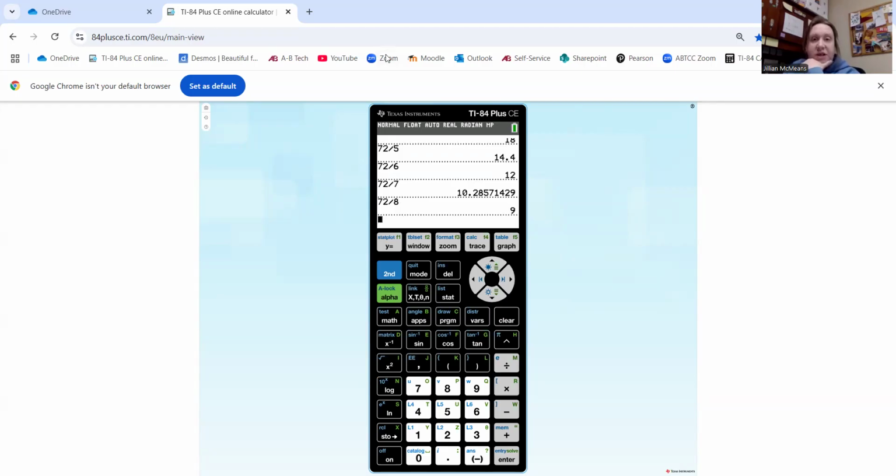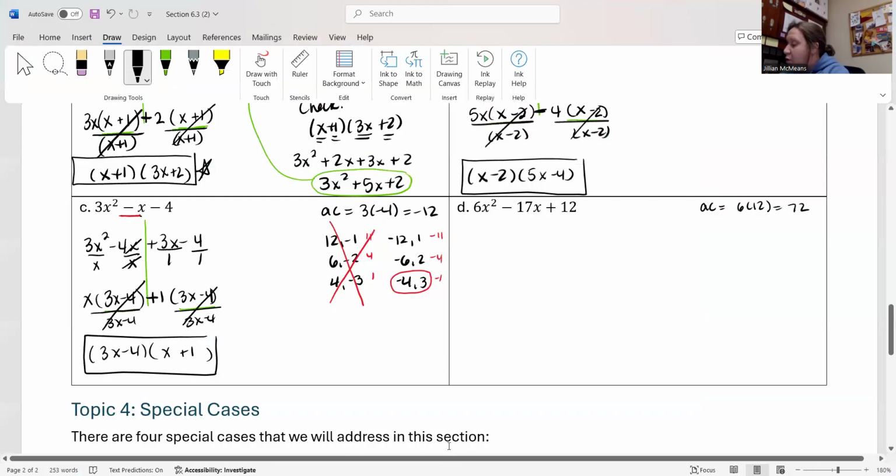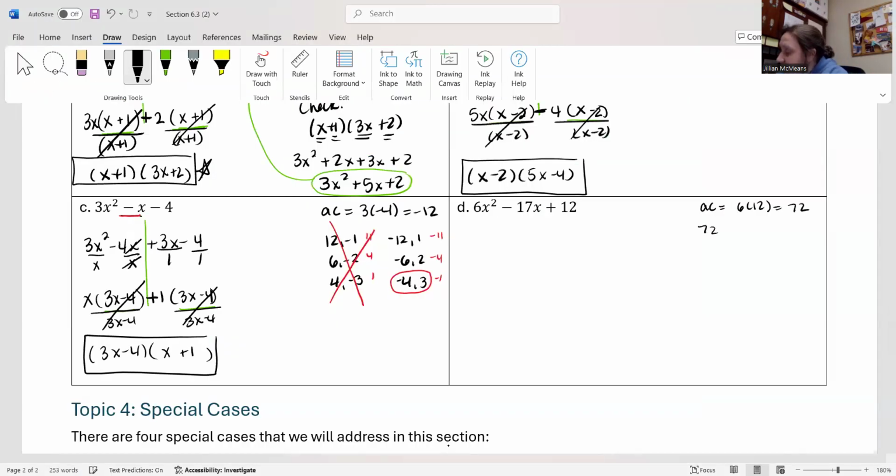Let's go back to the worksheet. Okay, so we had 72 and 1. We had 36 and 2. We had 24 and 3. We had 18 and 4. We had 12 and 6. And then we had 9 and 8.